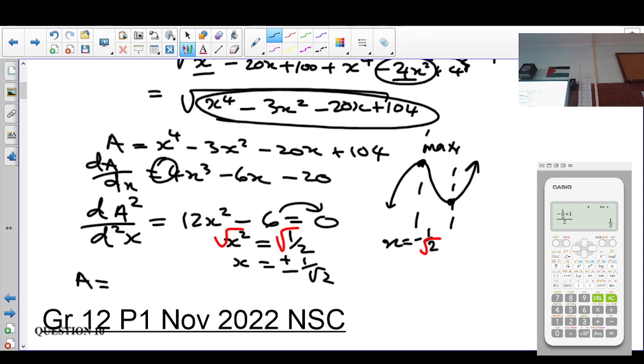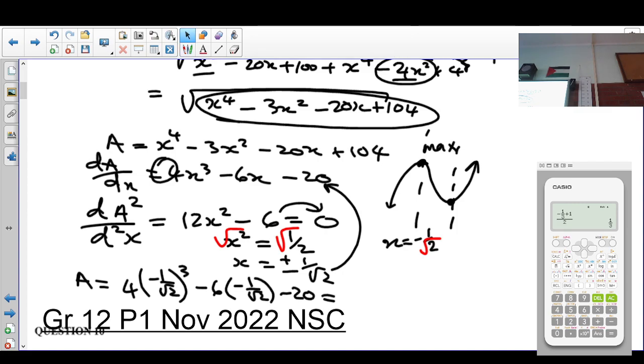So people, what do we do with that? We sub this back into here so that you can get the maximum value. Can you see that? So what we do is we say 4 into negative 1 over root 2 cubed minus 6 into negative 1 over root 2 minus 20. So it's negative 1 over root 2. Okay, so what do I do now? I say 4 times the answer cubed, minus 6 times the answer, minus 20.